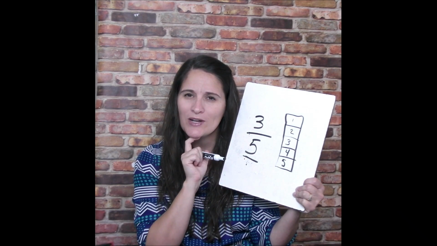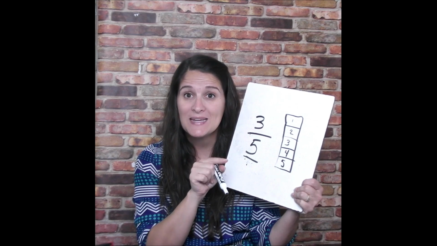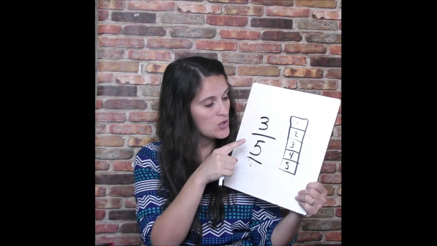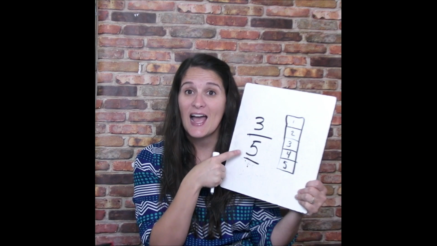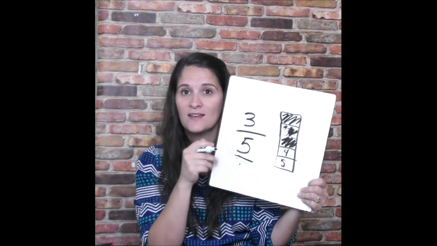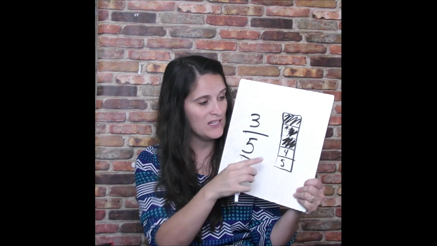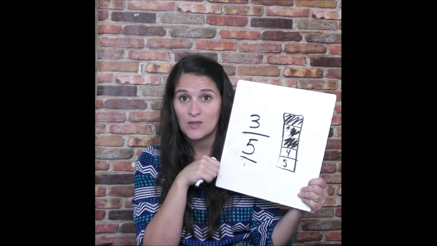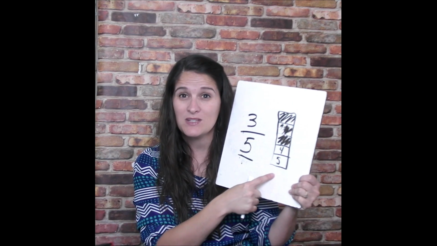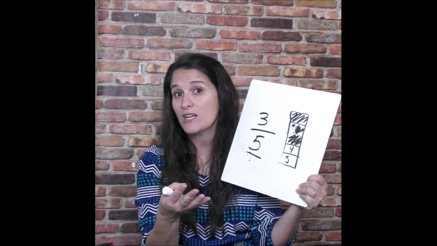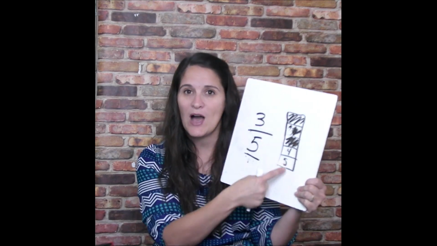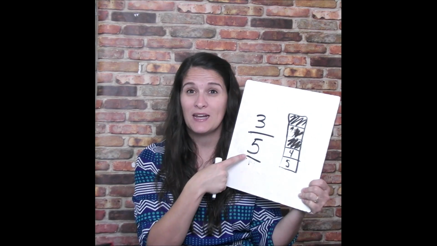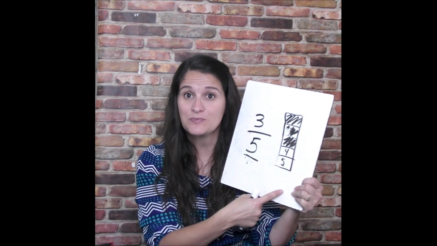What is my numerator going to tell me? How many I need to shade in. So it's saying that I have 3 out of 5. In fraction world, that means I would color 3 of those squares. That would give me 3/5. It doesn't have to be one like this. It could be a circle graph, whatever you're working with. But numerator, how many are colored in? Denominator, how many you have total. Okay, so let's move on.